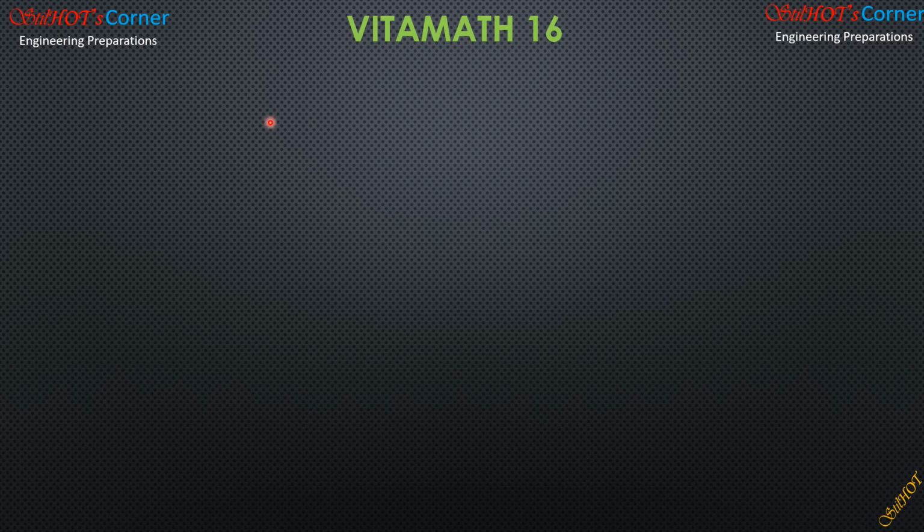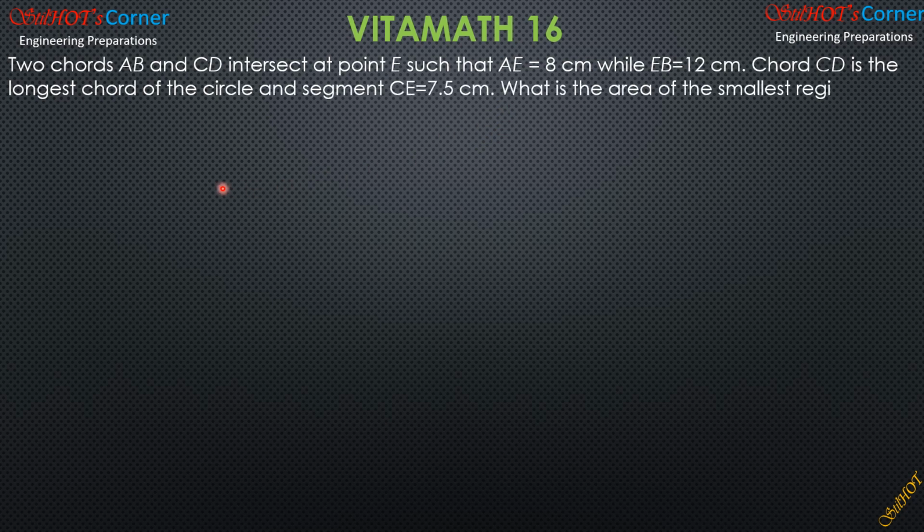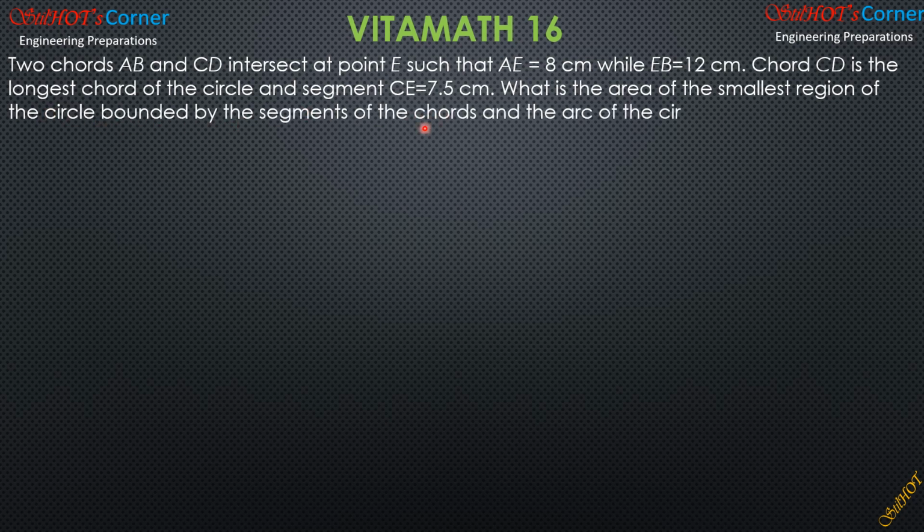It's Vitamath 16. I hope that this can help engineering students, high school students who plan to take up engineering in their studies. Two chords AB and CD intersect at point E such that AE is 8 centimeters, while AB is 12 centimeters. Chord CD is the longest chord of the circle, and segment CE is 7.5 centimeters. What is the area of the smallest region of the circle bounded by the segments of the chords and the arc of the circle?